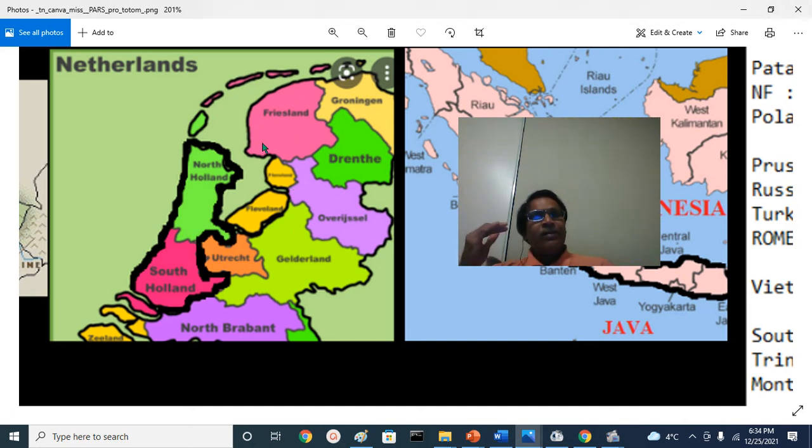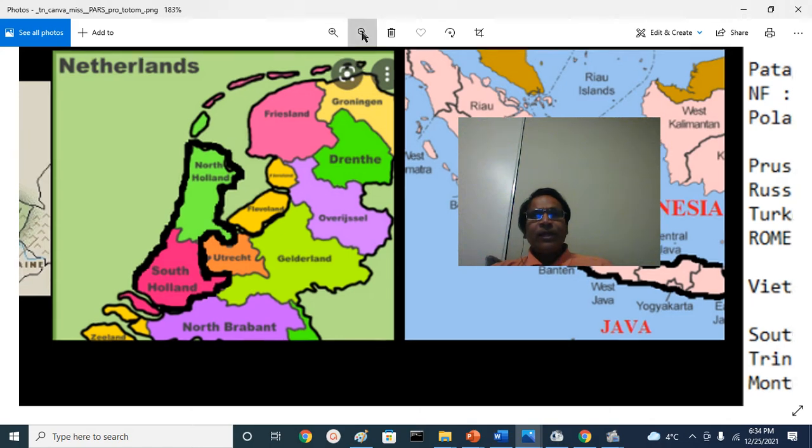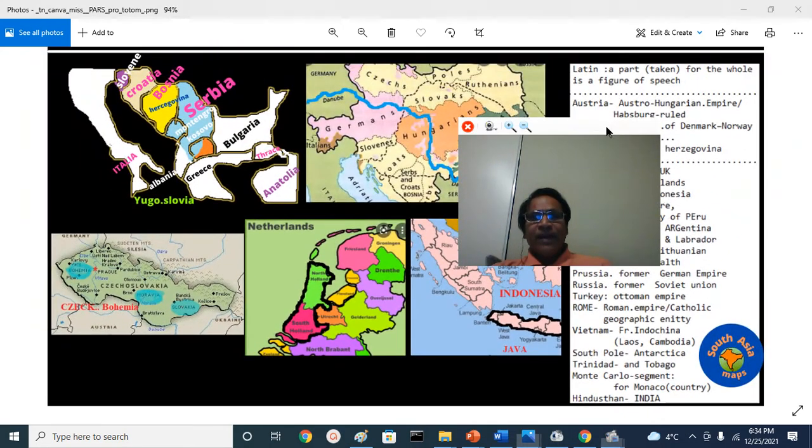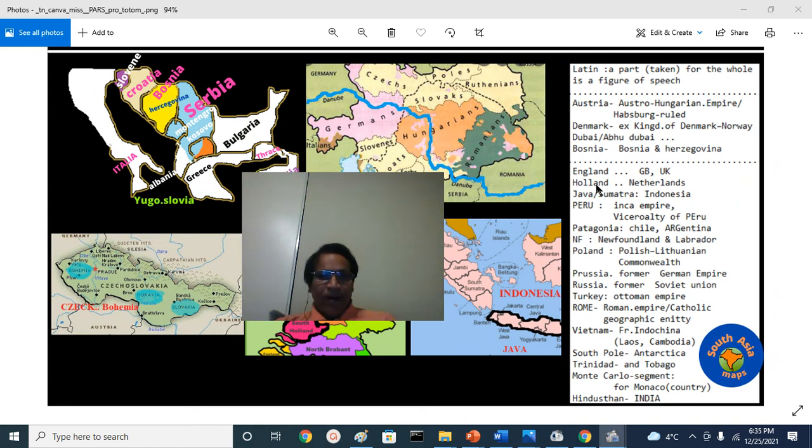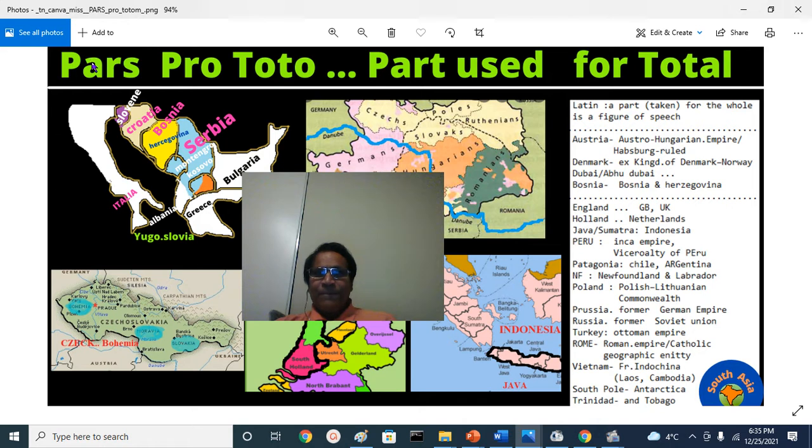The entire country is called the Netherlands. Nether means below, because much of the country is below the mean sea level. Dikes are built here that prevent the water from inundating. That is why the country is called the Netherlands. A part called Holland, one of the many provinces in that country, is used for a totem called the Netherlands. So, pars pro toto. A part, Holland, is used for the total country called the Netherlands, pars pro toto. Then we go into Java, Sumatra, Indonesia.